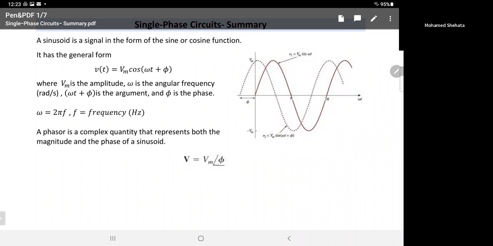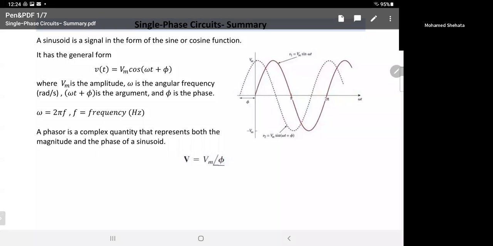The average is equal to 0. Why? Because when you look at the sine wave, you'll find that the positive equals the negative, and the average means the area under the curve. So the positive area equals the negative area. When you add them, you get 0 over one cycle. So the average value is equal to 0. What does it mean that the average value equals 0? It means the sine wave, or the source that has a sine wave, does not have any DC component.